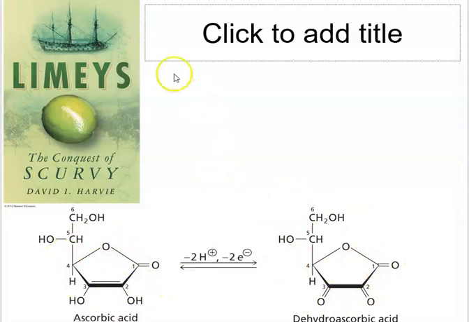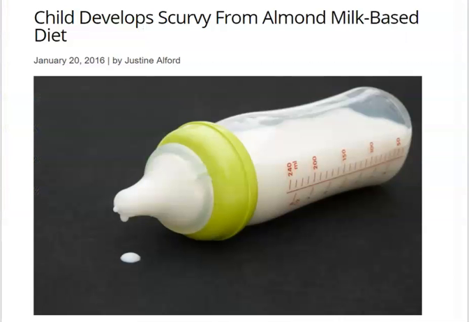And so this is where the limeys came from. Sailors found that if they soaked limes in their barrels of water, they were able to prevent scurvy on long sailing trips. There's an interesting case study that talked about a child who developed scurvy because they were on an almond milk based diet where vitamin C was not incorporated. It's not very common otherwise.